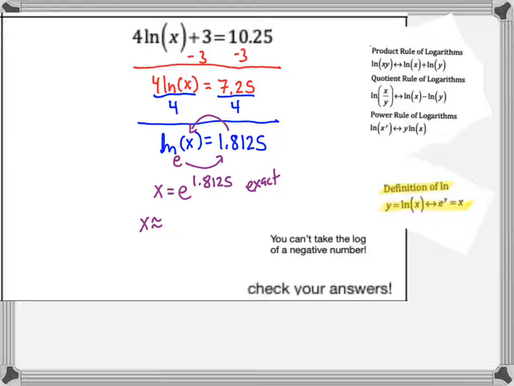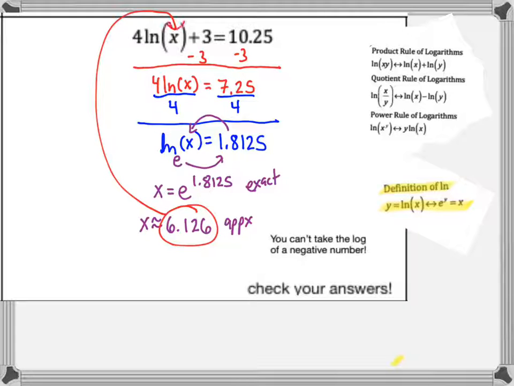So let's ask our calculator. Taking this out to 3 decimal places, I'm going to go 6.126, and this is our approximate. Now we just need to check our solutions. We can't have the log of a negative number, so when I put this in here, is it going to give me the log of a negative number? The answer is no, it's not. Therefore, I know that solution is going to work. That's how you do that one. Let's take a look at the next example.